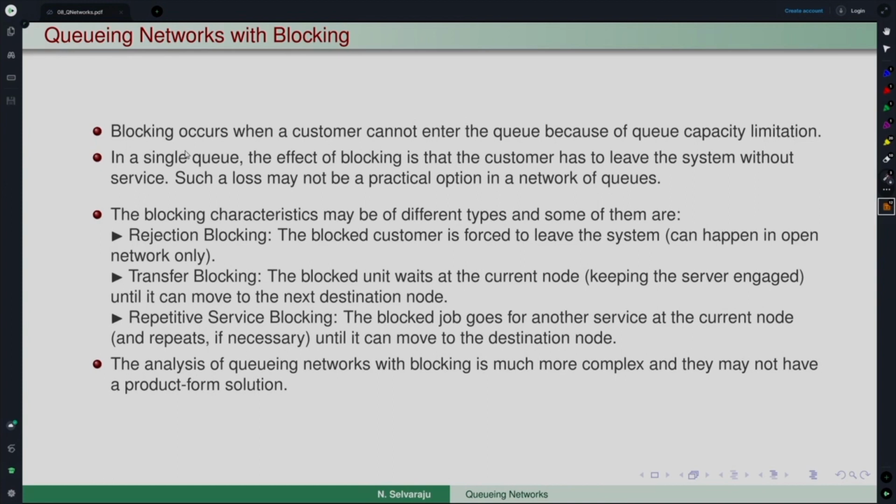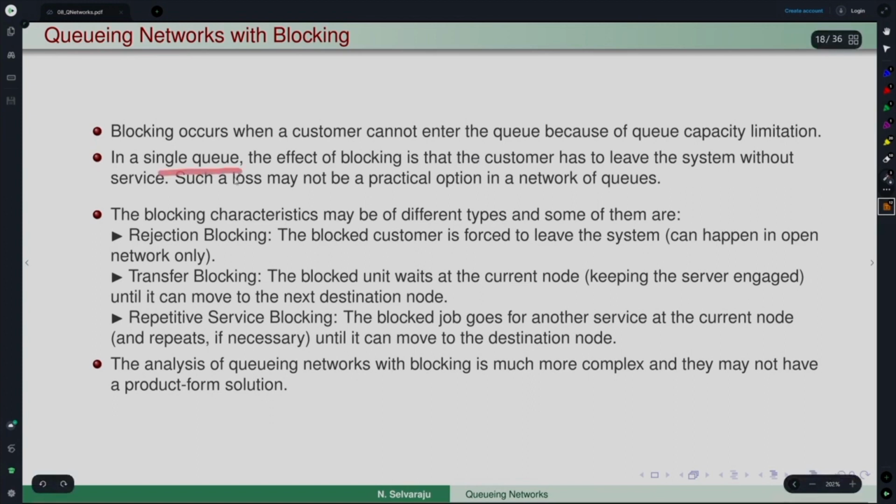But for us blocking means that a customer, after having completed the service at say node I, wants to go to node J, but node J has only a finite capacity, meaning that only a finite number of customers can queue in front of it to get the service, and that limit is reached, which means that capacity is full. So, after service completion, he cannot move to the destination node immediately. Such an effect is what is called blocking.